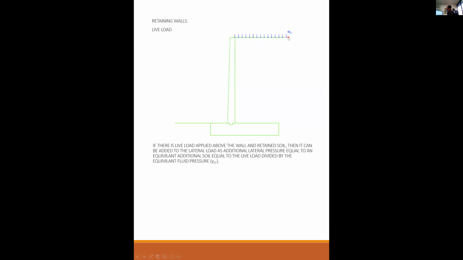Well, if the live load is 100 pounds and the equivalent fluid pressure is 50 pounds, then all you do is remove the live load and put another 2 feet of dirt up here. And then you add up your soil pressure with that additional 2 feet of dirt. So whatever the live load is, you divide it by your equivalent fluid pressure, and you add that much more dirt on top of the whole thing and figure out what your soil profile looks like. Does that make sense?